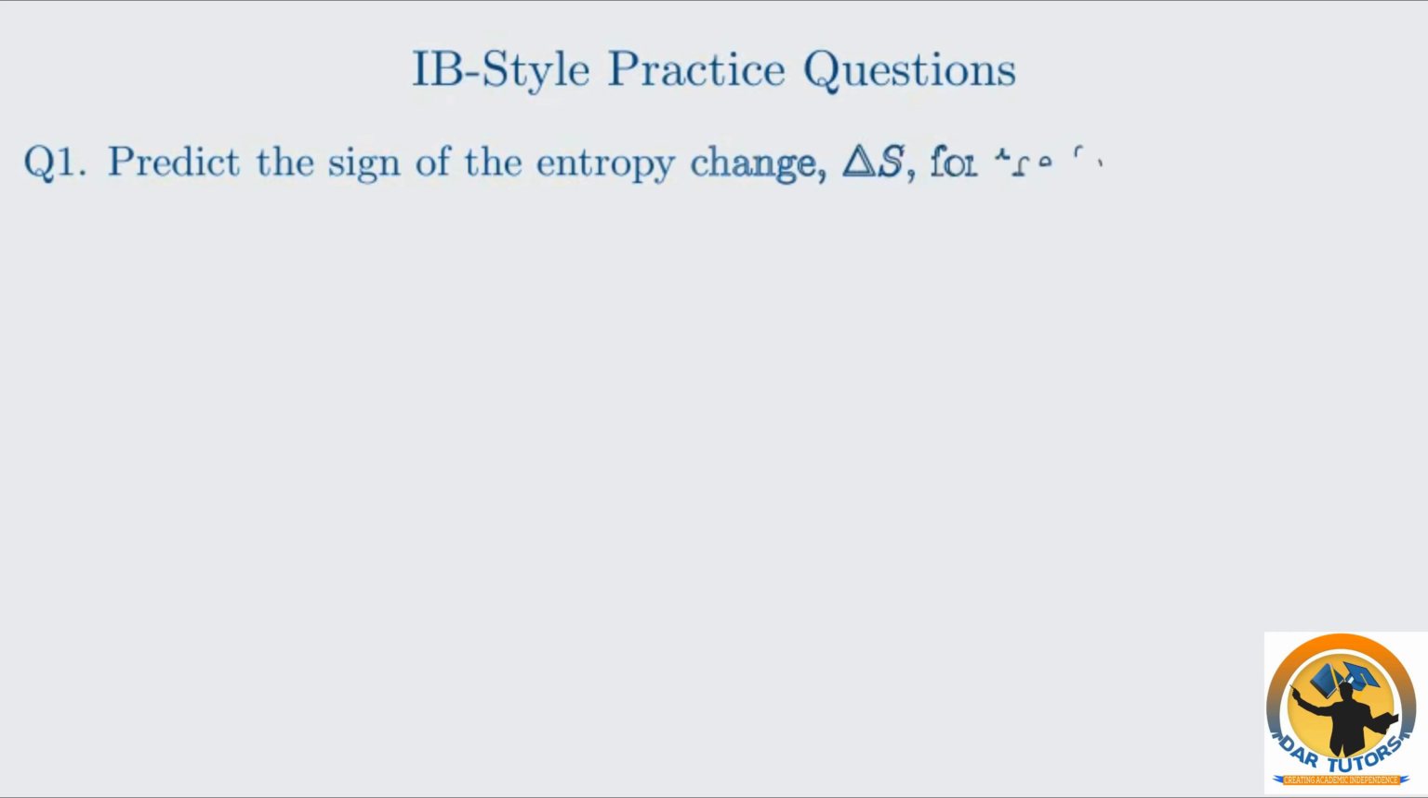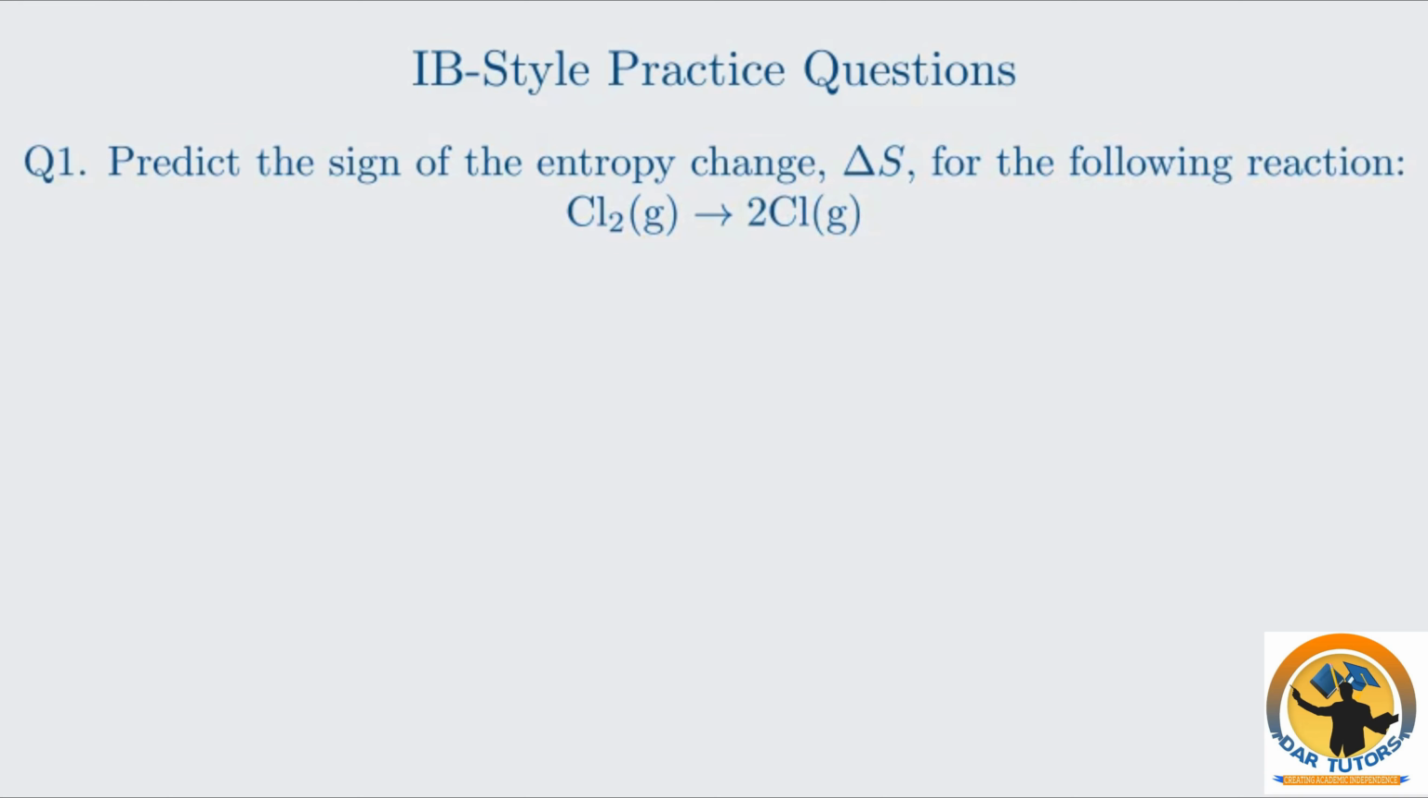Now, let's challenge ourselves with a series of IB-style practice questions to consolidate our understanding. Pause the video after each question to work through it yourself before watching the solution. This is the best way to master these concepts. Question 1 asks us to predict the sign of the entropy change for the dissociation of a molecule into atoms.